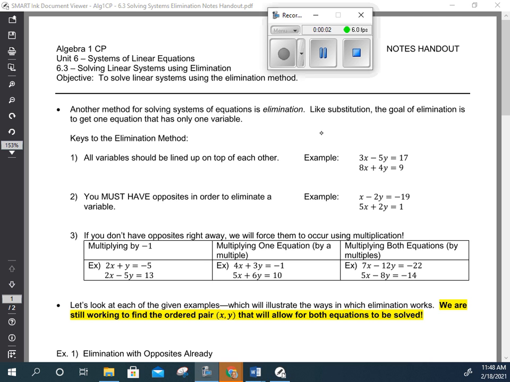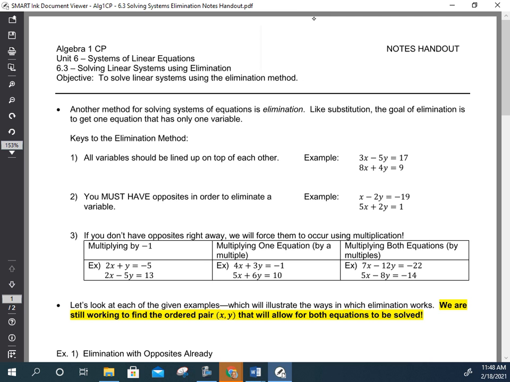Section 6.3 is solving systems using elimination. So we've already done two methods. The first method was graphing. When we graph one line, graph another line, and we tell where did they meet.